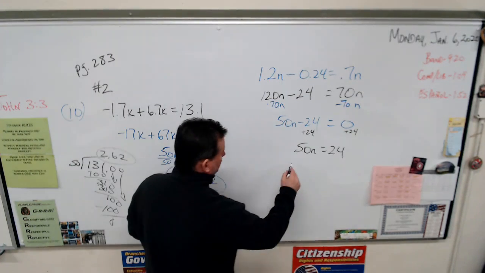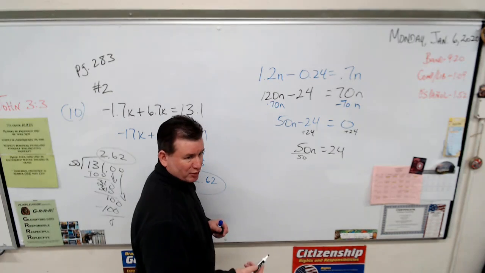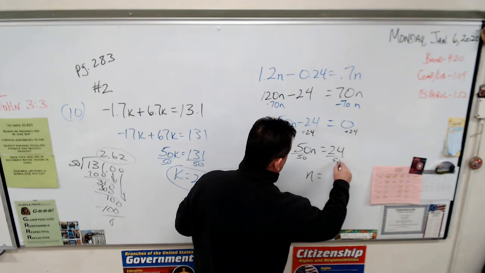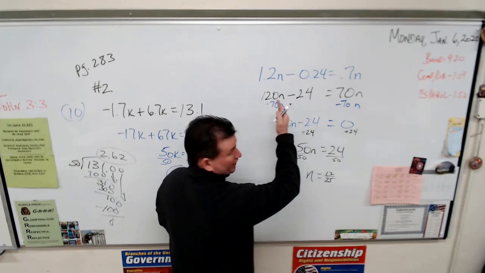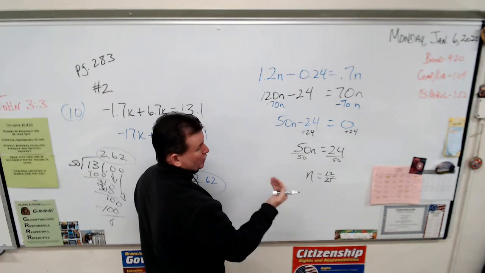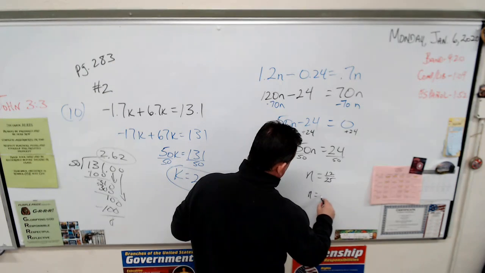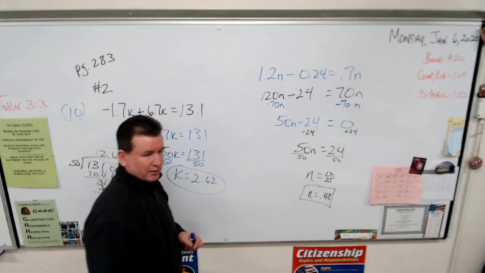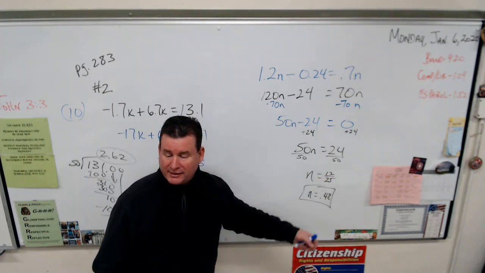Divide by 50. Fractions don't scare. Fractions are numbers too. They don't scare you anymore. n equals 24 divided by 50, which is 12 25ths. They gave us the problem in decimals. We're supposed to give them the answer in decimal. So n equals 0.48. Does everybody understand? 12 25ths is 0.48.